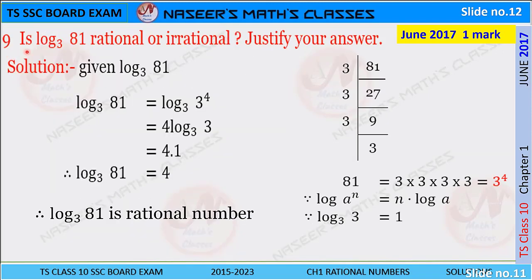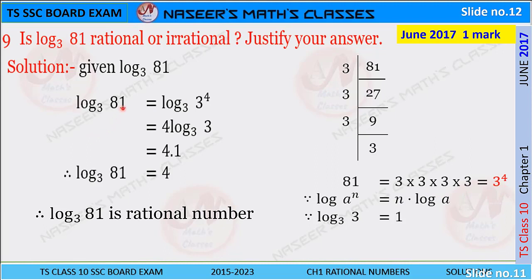Next, we are going to solve the ninth problem. In this, it is given: is log 81 base 3 rational or irrational? Justify your answer. Solution. To solve this one, first we write the given data, that is log 81 base 3. First we find the factors of 81. Then we get the factors of 81 as 3 into 3 into 3 into 3, that is 3 power 4.